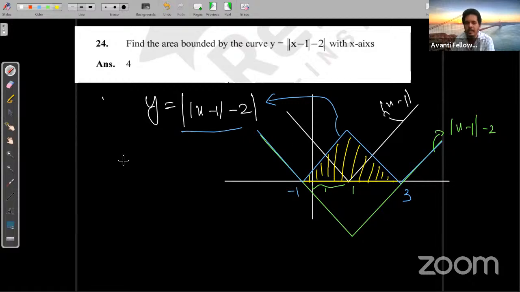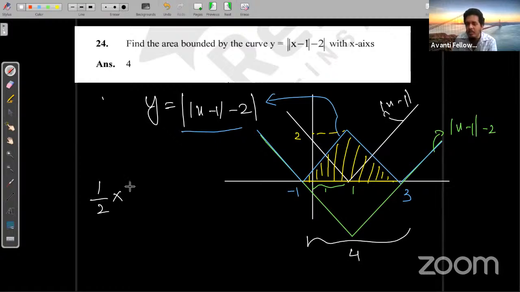So tell me what is the area of this one here? What is the height? What is the length of this one? At x equal to 1, what is the value of this function, guys? How much is the value of this function at x equal to 1? It is 2. Okay, it is 2. So what is your answer? Half into what is the base, guys? What is the base value? From minus 1 to 3, so it is 4, right?